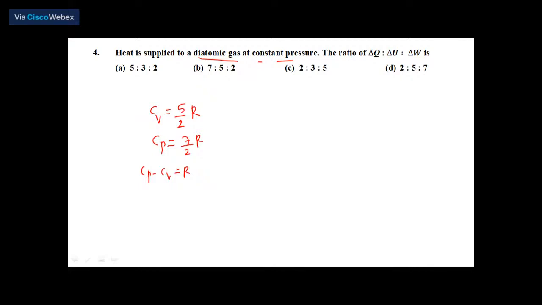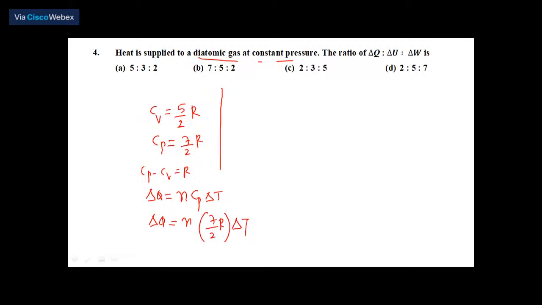And at constant pressure, delta Q is equal to N into Cp into delta T, where Cp is specific heat at constant pressure. Okay. Now delta Q is equal to N into Cp, which is 7 by 2 R, into delta T. So delta Q is known to you.